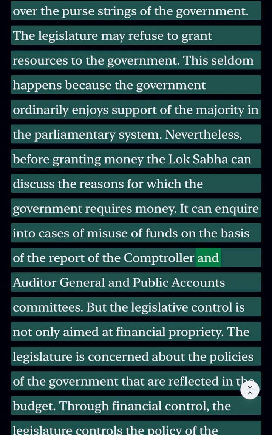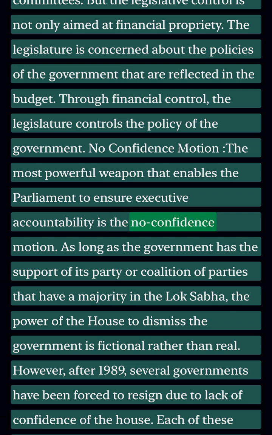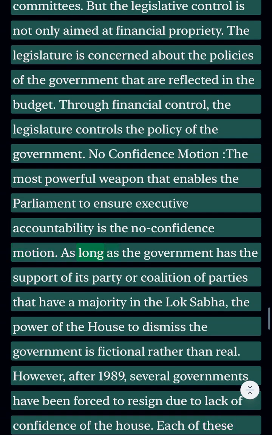No confidence motion. The most powerful weapon that enables the Parliament to ensure executive accountability is the no confidence motion. As long as the government has the support of its party or coalition of parties that have a majority in the Lok Sabha, the power of the House to dismiss the government is fictional rather than real. However, after 1989, several governments have been forced to resign due to lack of confidence of the House.